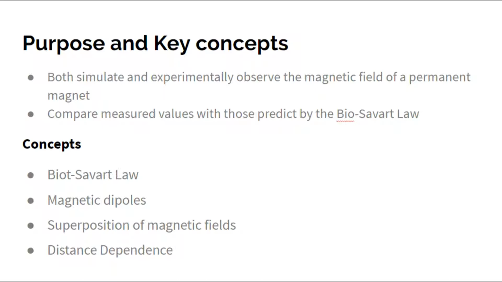The key concepts for this lab will be the Biot-Savart law, which is used to calculate the magnitude of the magnetic field at a given location; magnetic dipoles in the direction of the magnetic fields around them; superposition of magnetic fields, because we will need to take into account the magnetic field of the Earth; and distance dependence, how the strength of a magnetic field falls off as the distance between the source and the observation location increases.